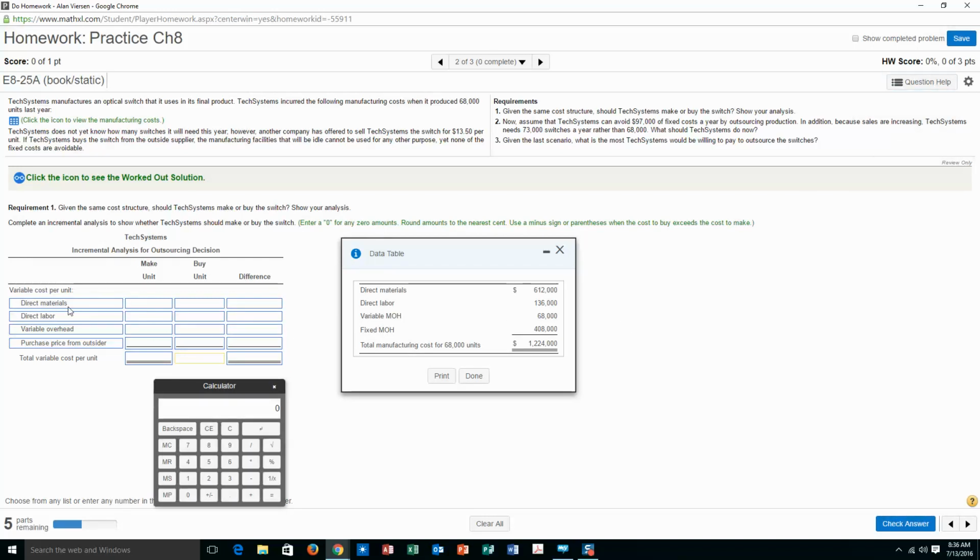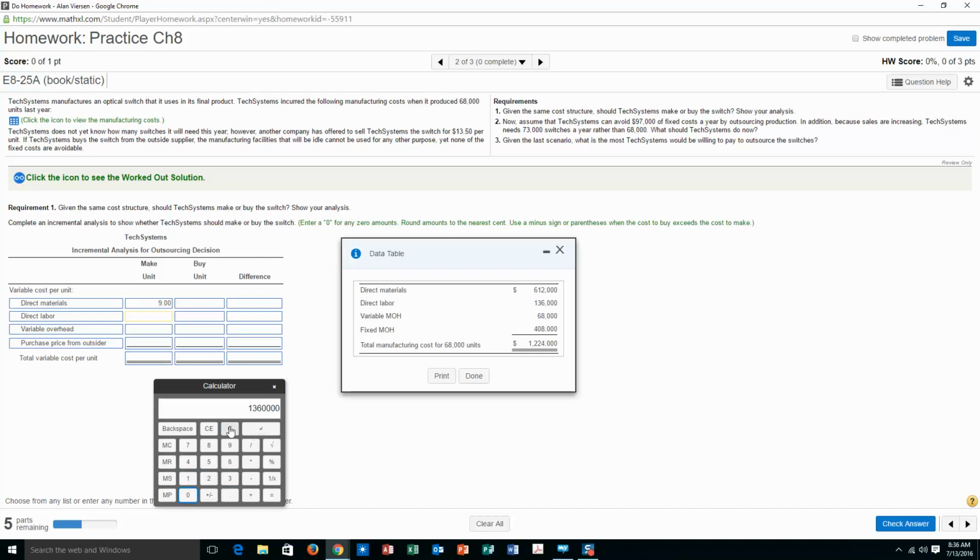Okay, so taking a look then, we'll figure out how much it is on a per unit basis. First of all, we have direct materials, direct labor, and variable manufacturing overhead. Those are relevant costs because they are variable costs. Because we cannot avoid any of the fixed costs in requirement one, they are not relevant costs. So $612,000 divided by the 68,000 units that we made means that we have $9, and it says to put in cents, so I'm going to have to go ahead and do that. Direct labor, let's see, it's 136,000.